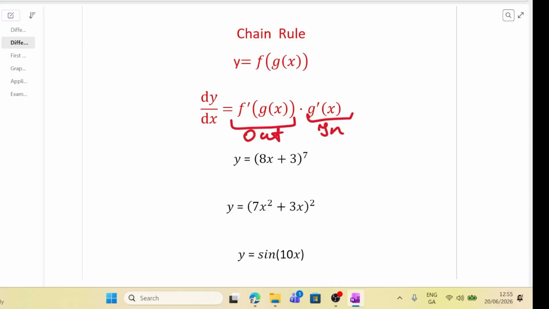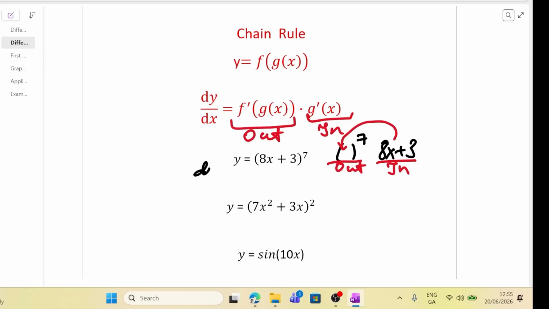So when you look at your function like this, what I see over here is that I have two functions. One is something to the power of 7, and my other one is 8x plus 3. So you can see that this one is my outside, this one is my inside function, and then I plug the inside into that. So what about the derivative of something like this?